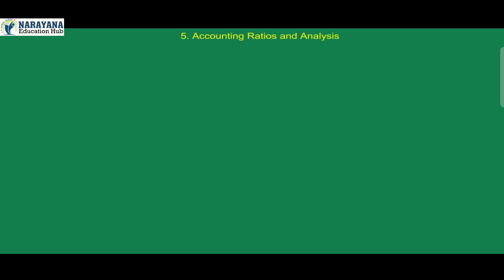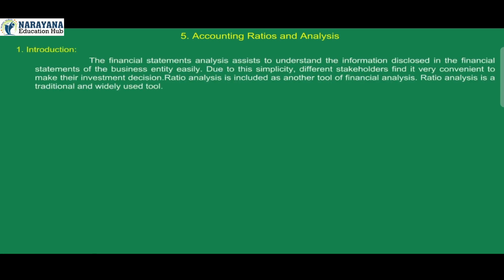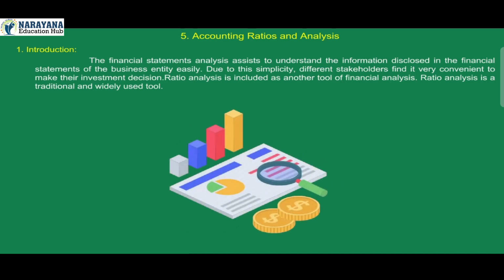Chapter 5: Accounting Ratios and Analysis. 1. Introduction. Financial statement analysis assists in easily understanding the information disclosed in the financial statements of a business entity. Due to this simplicity, different stakeholders find it very convenient to make their investment decisions. Ratio analysis is included as another tool of financial analysis. Ratio analysis is a traditional and widely used tool.